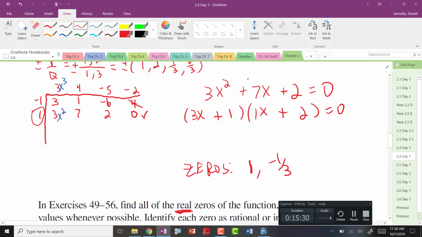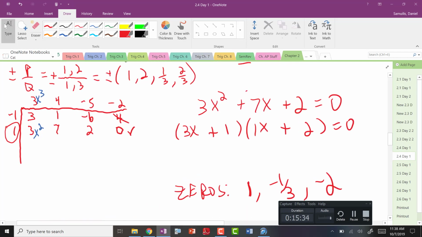All right, by the way, what are the other zeros? Negative 1/3 and negative 2. And lo and behold, they are in my, anyone? They're in my, I'll point to it, list of possibilities. These are the actual ones, though. All right? Okay, so we can move on.